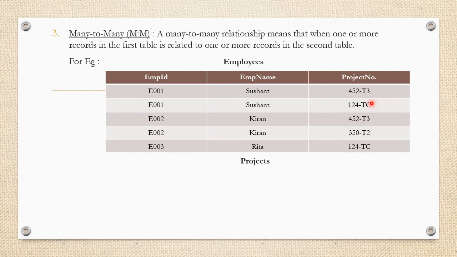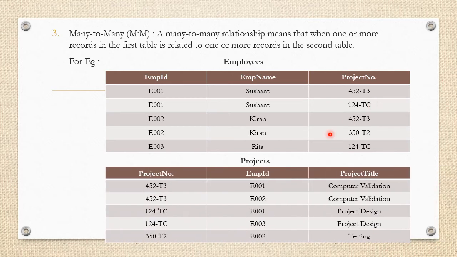See this, we have created another table, that is projects, where project number is given, employee ID and the project title. Now this 452T3 is nothing but computer validation. Means Sushant is working in which project, he is working in computer validation. As well as 124TC. 124TC stands for project design. So he is working on project design also.